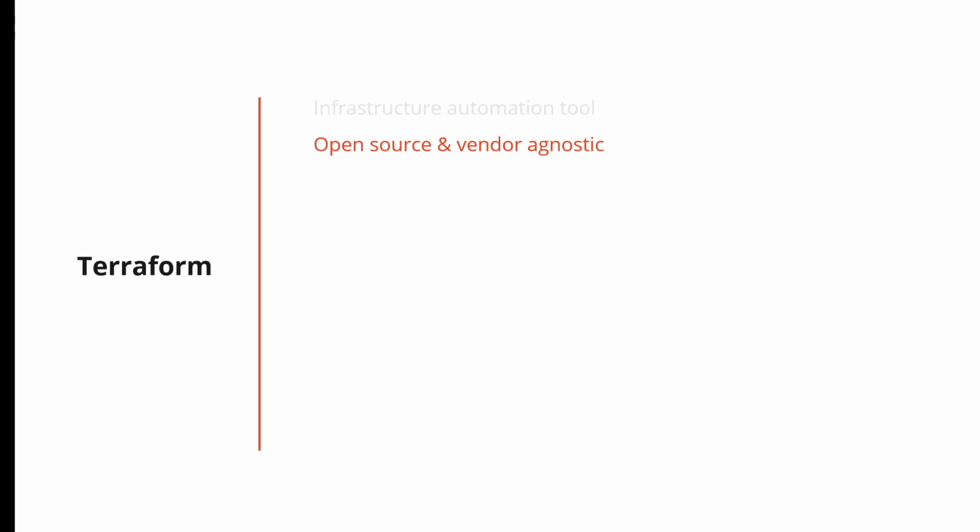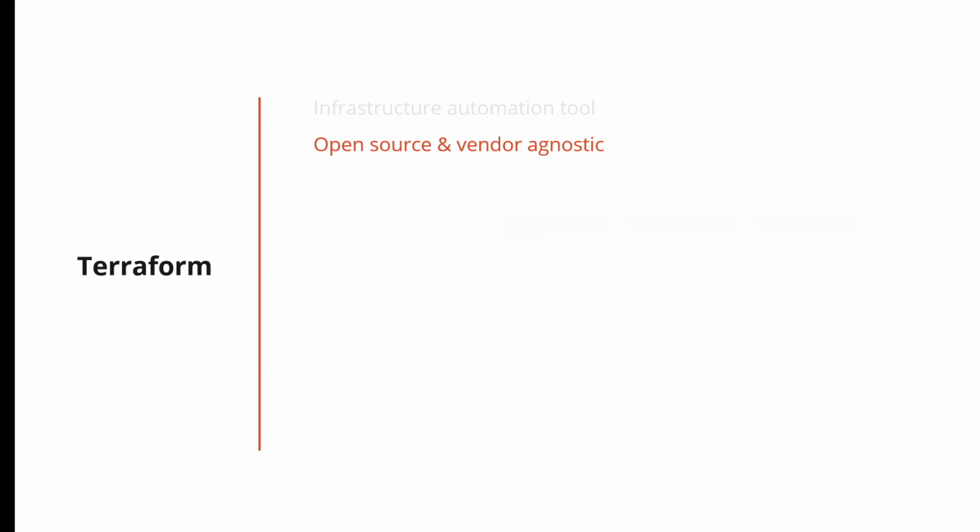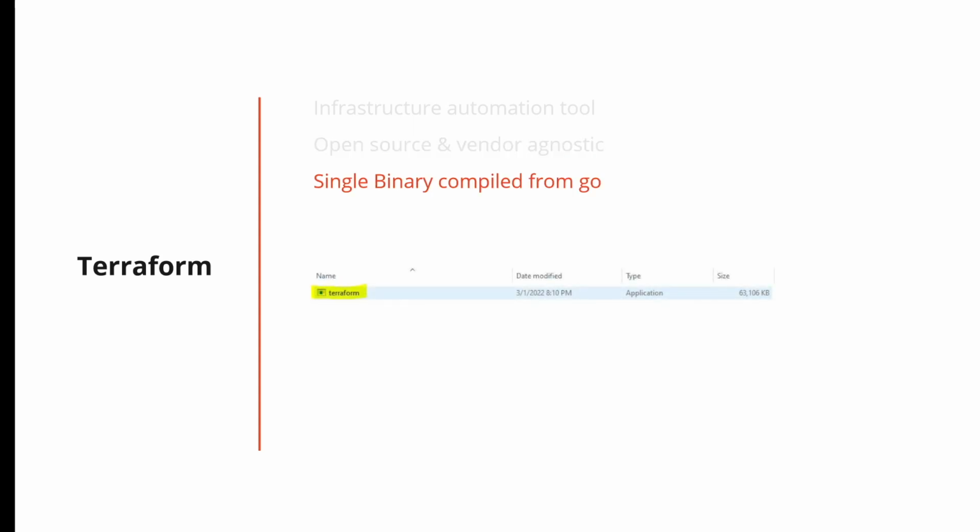And it is also vendor agnostic, meaning that it does not prefer any particular cloud or service. You can use it with AWS, Azure, VMware, DigitalOcean, etc. Pretty much any infrastructure service that you are using in day-to-day life is supported by Terraform, and it's a single binary that is compiled from Go.